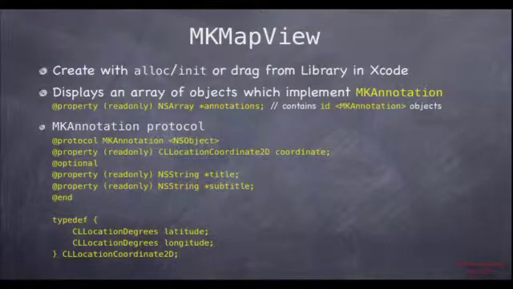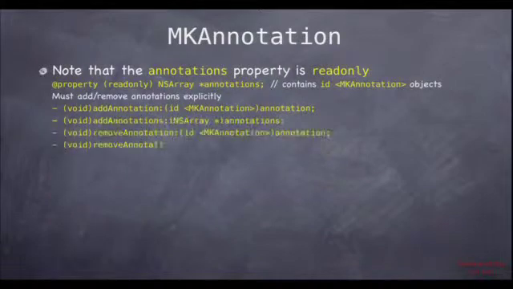So what is in the MKAnnotation protocol? There are three things. One of them is required, which is the coordinate. That's just a CLLocationCoordinate2D, which we saw a few slides ago, which is just latitude and longitude. The other two are optional, title and subtitle. Simple as that. That's all there is to it. So the burden of implementing these for objects that go into that annotations array is very slight. It's just these three things.